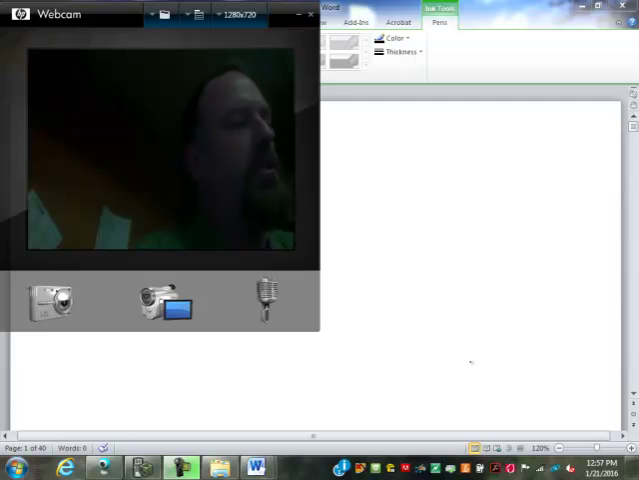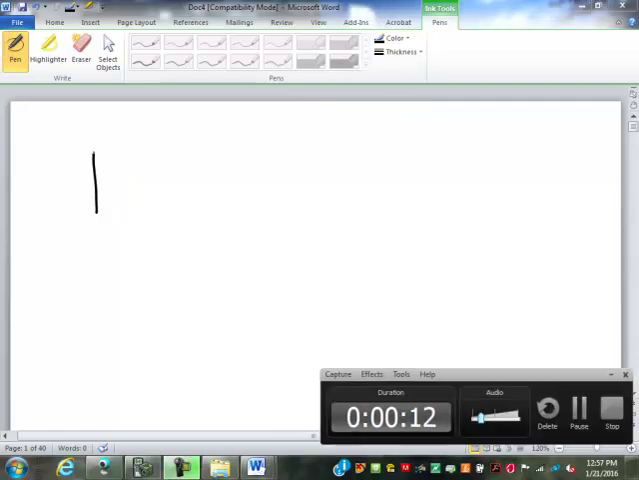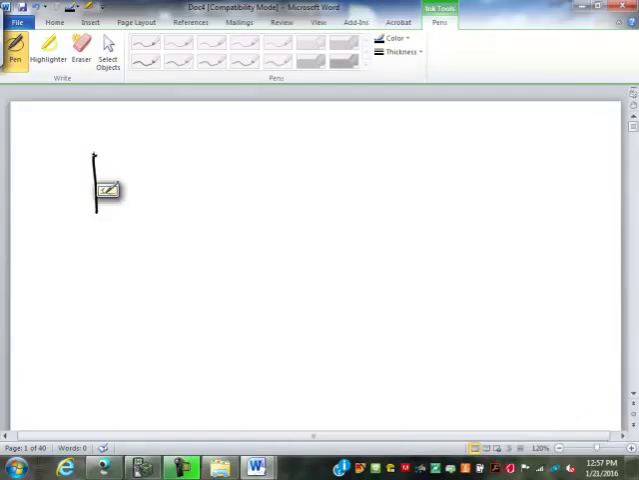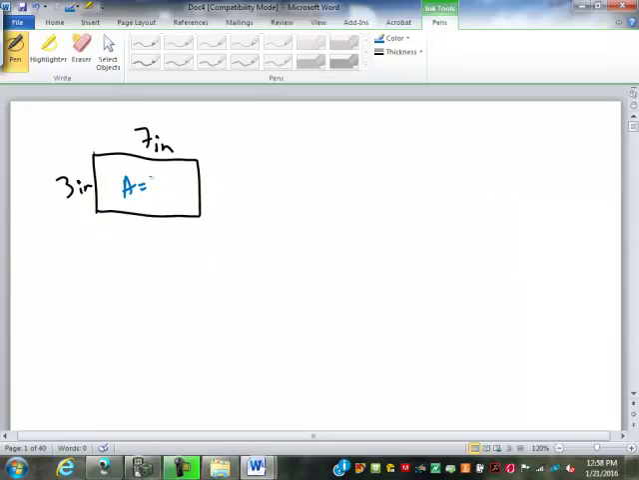Let's take a look at some new stuff here quick. What we're going to look at today is what happens if... okay, so let's say we have this 3 inches by 7 inches. What's its area? 21 square inches, right?